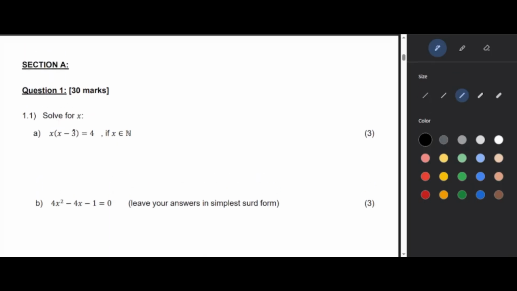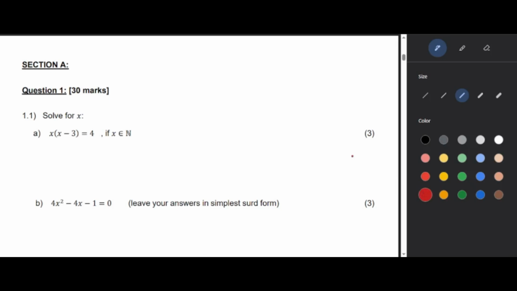Look at this 1.1.1. This is an IEB past paper. If you're doing IEB, this is the best lesson for you. You need to sit in and make sure that you watch the lesson. So let's look at this 1.1.1. They want us to solve for x.